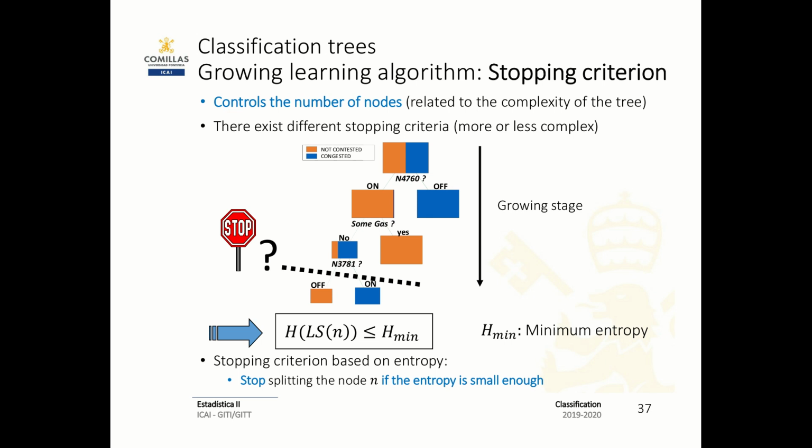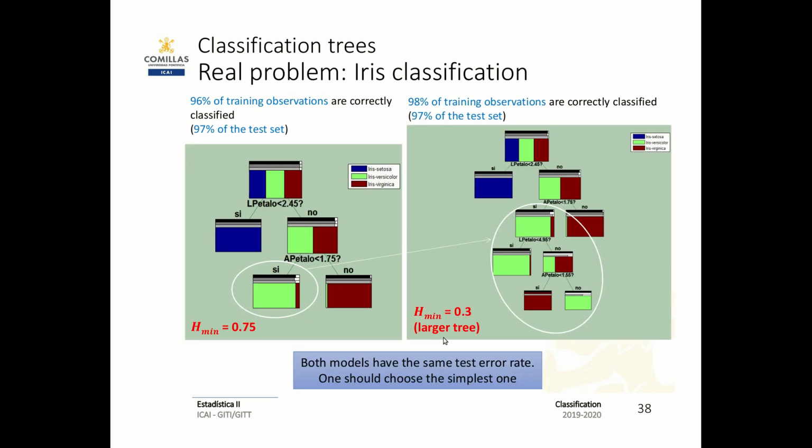But then there is another question: when to stop splitting? A possible criterion is when the entropy of a node is smaller than a threshold. So you specify what is your minimum entropy, and once you have reached that minimum entropy, you stop subdividing. So for instance, here we have the subdivisions when we have a minimum entropy of 0.75, and here when the minimum entropy is 0.3.